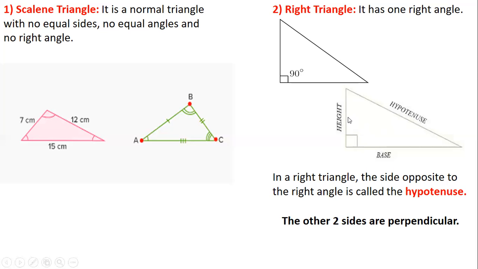And the two other sides in a right triangle are perpendicular to each other. One is called a height, the other is called a base. But please always remember that the side opposite to the right angle is called the hypotenuse. So in a right triangle, the side opposite to the right angle is called the hypotenuse. The two other sides, where the right angle is formed, are perpendicular to each other.